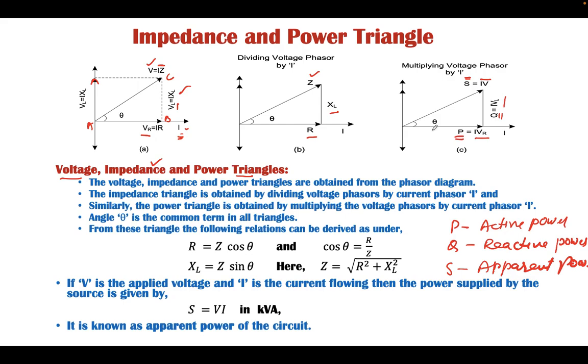Now, considering these three powers, resolving them as a triangle, we can say Z is equal to the square root of R square plus XL square from the Pythagoras theorem. Similarly, we can apply the Pythagoras theorem for power: S is equal to the square root of P square plus Q square. Hence we can realize that in an electrical system there are three types of power: P, Q and S. P is the active power, also known as true power and real power.